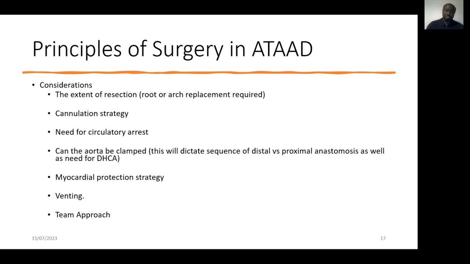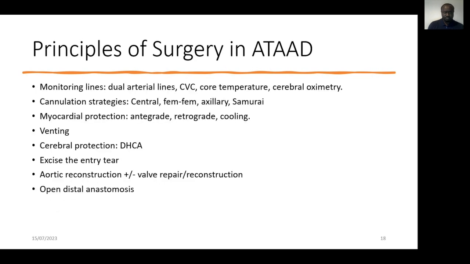We also think of a team approach, so you need to discuss your plan with your surgical team, anesthetists, the vascular surgical team on call, and the interventional radiology team on call in case you need their help for some device or endovascular approaches to treat this condition.